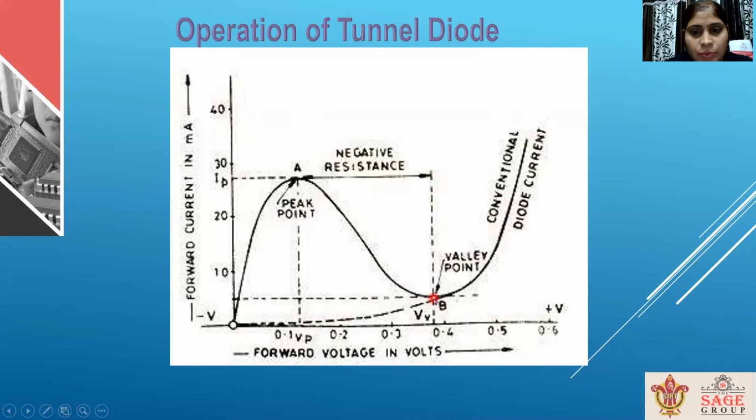When the current is minimum, this point is called the valley point. This is also a threshold point. After this point, the tunnel diode will start acting as a conventional diode.